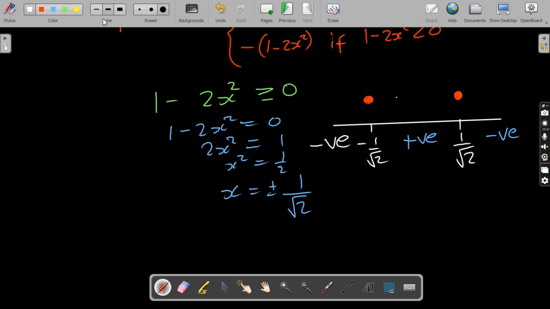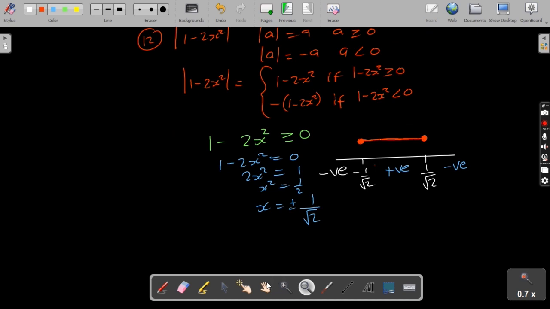Now I have to answer the question: which region will result in a positive result, or where will I get positive numbers, or those which are equal to 0? If you look at this, it is only this region. So that is your region, between negative 1 over square root of 2 and 1 over square root of 2. I include these end parts because it's greater or equal to 0. So here the expression is equal to 0, there the expression is equal to 0, but in between the expression is greater than 0, so it's positive.